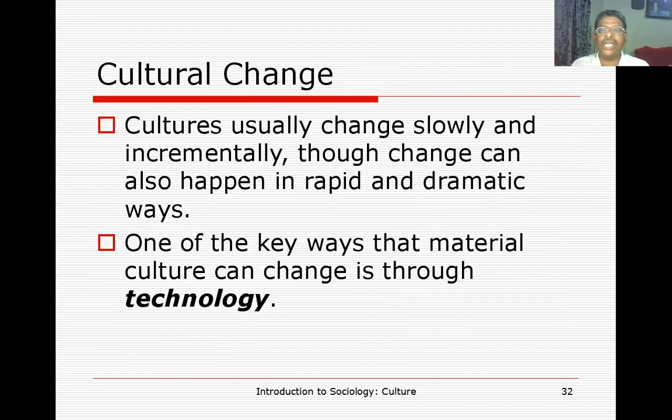Cultures usually change slowly and incrementally, though change can also happen in rapid and dynamic ways. But slowly it brings change. One of the key ways that material culture can change is through technology. Today, technology has changed our culture, our way of dress, way of eating, way of talking, way of respecting, way of family life, whatnot, everything. Technology is controlling our culture.